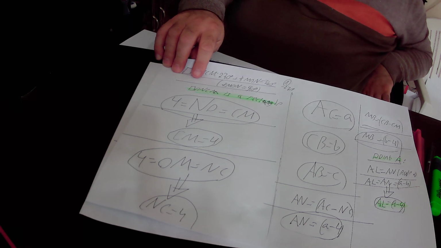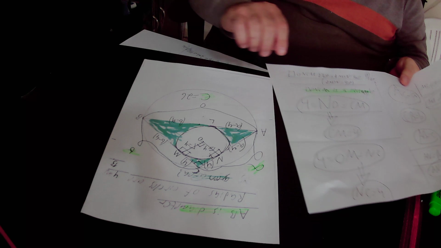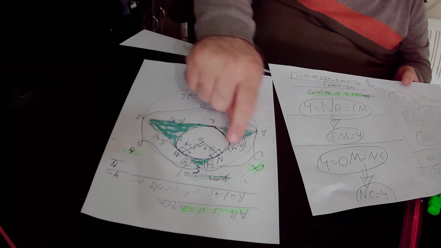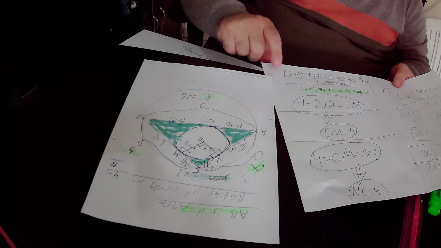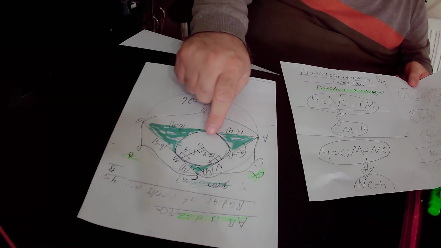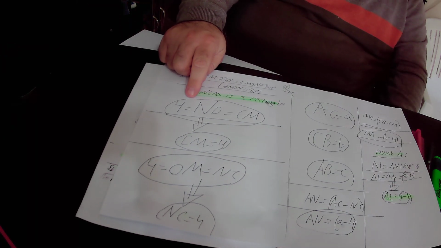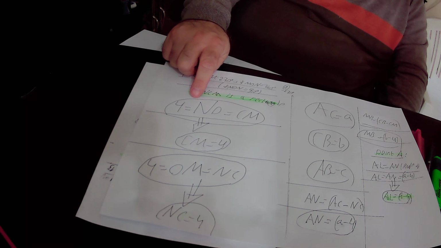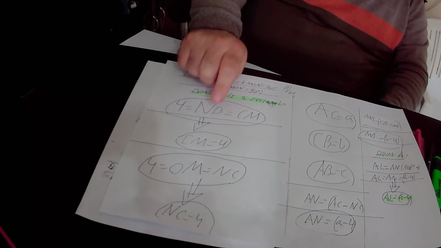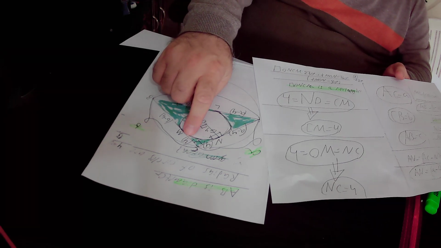So we treat quadrilateral ONCM as a rectangle, but we also know that the opposite sides of a rectangle are equal to each other. So in rectangle ONCM, ON equals CM. But we have already found out that ON equals 4 units. It is the radius of the small circle. ON equals 4. And from this equation, 4 equals ON equals CM, we derive that CM also equals 4 units.